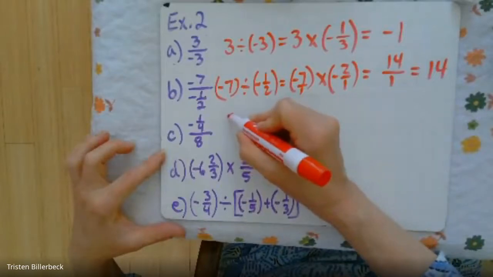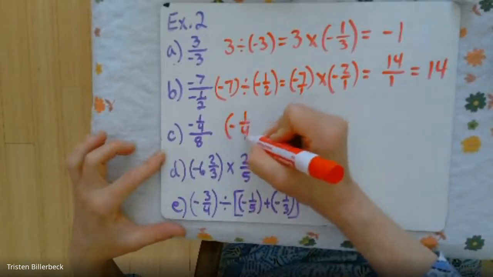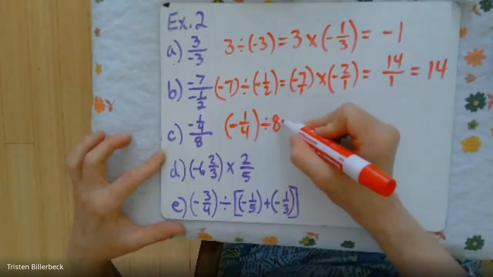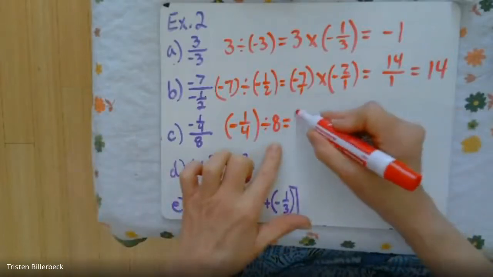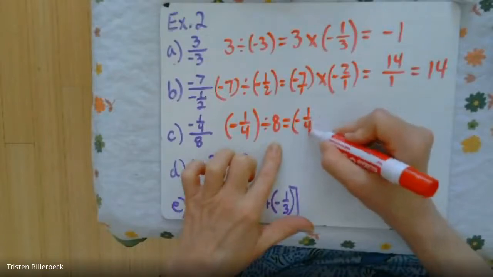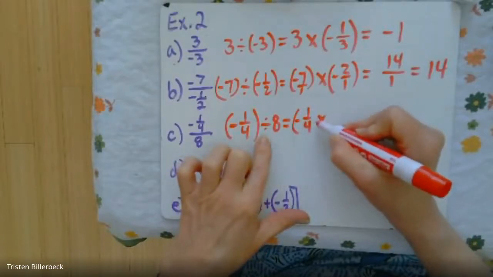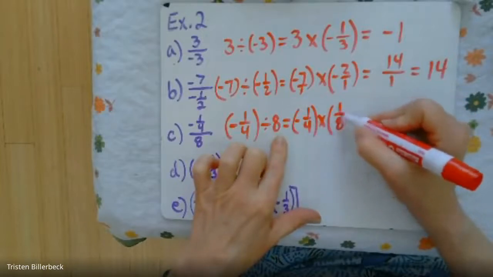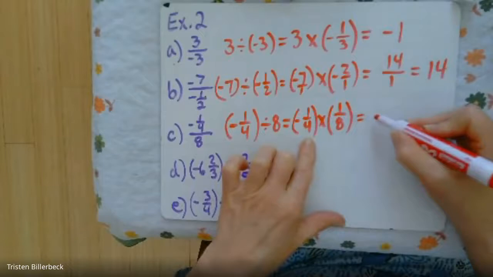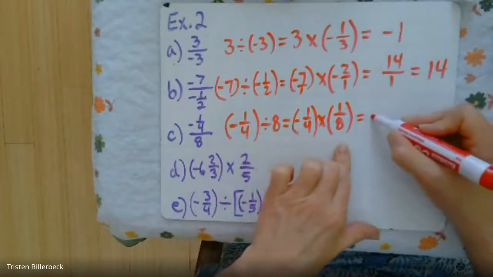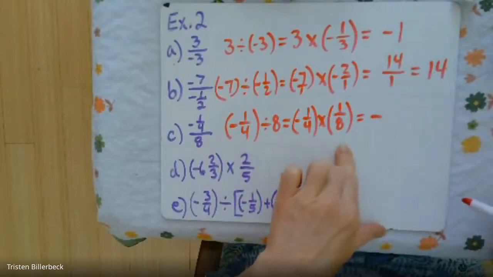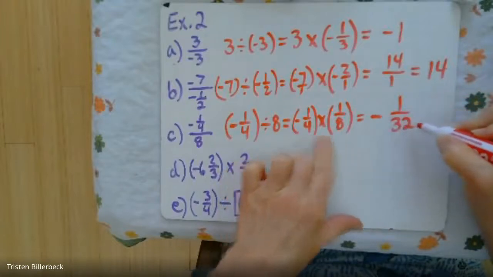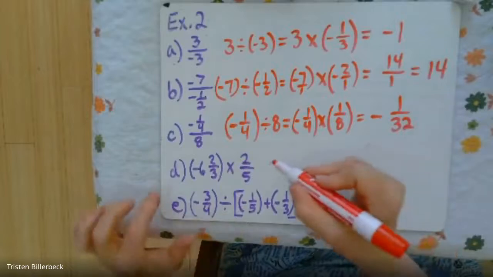So this one we have -1/4 divided by 8. So we have -1/4. We change the sign to multiplication. We flip this over, 1 over 8. So this equals, there's a negative times a positive, so the answer is negative. And then it's 1 over 32, because 4 times 8 is 32.